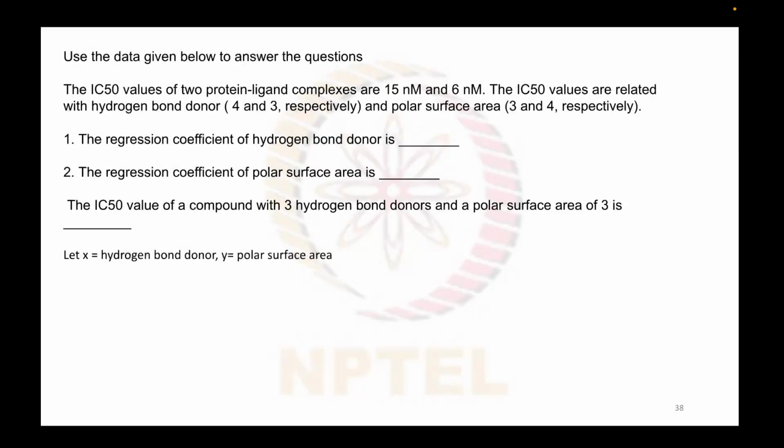Here I have a question. Use the given data below to answer the questions. The IC50 values of two protein ligand complexes are 15 nanomolar and 6 nanomolar. The IC50 values are related to hydrogen bond donors 4 and 3 respectively, and polar surface area 3 and 4 respectively. Mention the regression coefficient of hydrogen bond donor, the regression coefficient of polar surface area, and also the IC50 value of a compound with 3 hydrogen bond donors and polar surface area of 3.